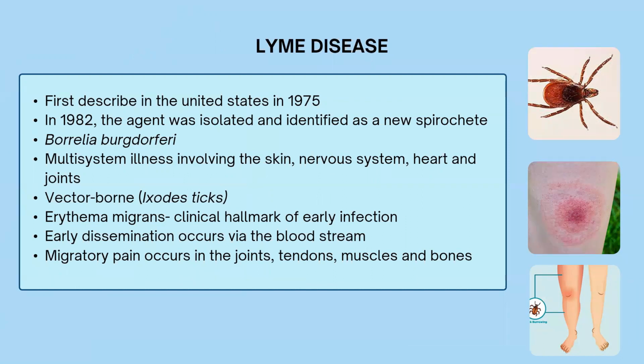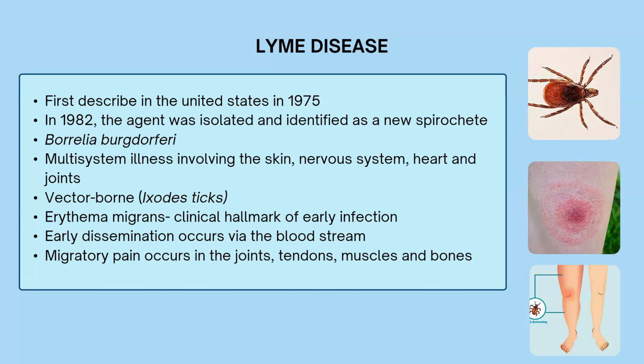So Lyme disease was first described in the United States in 1975 when an unusually large number of cases of juvenile arthritis appeared in a geographically clustered rural area found around Old Lyme, Connecticut, hence the disease name Lyme disease, in the summer and fall. In 1982, the agent was isolated and identified as a new spirochete. It was given the name Borrelia burgdorferi after Willy Burgdorfer, who was the first author in the original description.